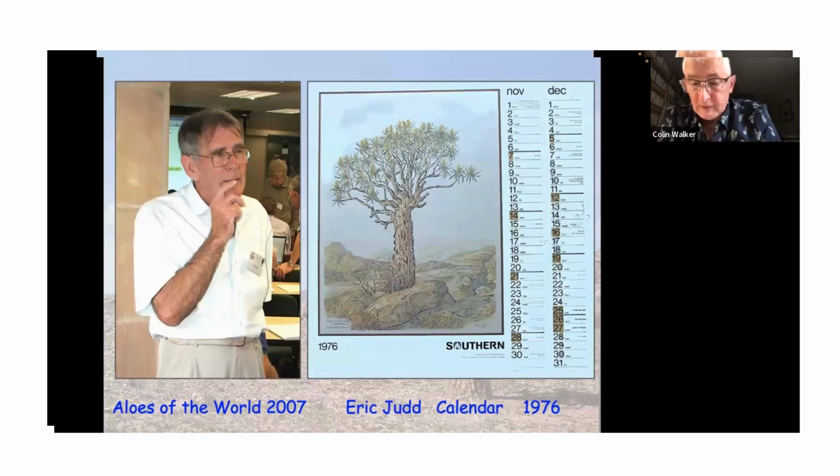In 1976, he published for the Southern Electrical Company a calendar. This had 6 images of aloes. Unfortunately, they were printed back to back. I have a copy of this calendar, but I can only have 3 of them framed because the other 3 were hidden on the back. Anyway, very attractive images of aloes, and this is the only tree aloe amongst them. So that's Eric's painting for the 1976 calendar. I met Eric in 2007 because we were both attending a convention, the Aloes of the World in Pretoria.